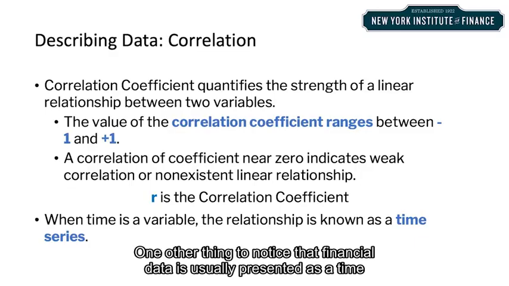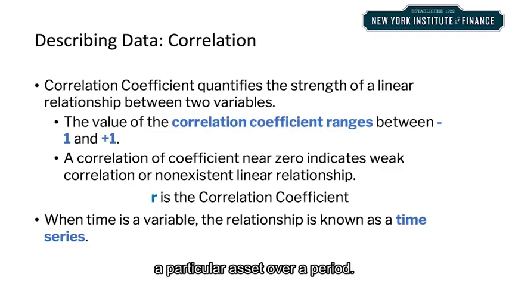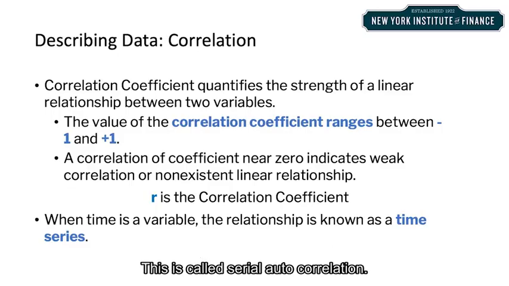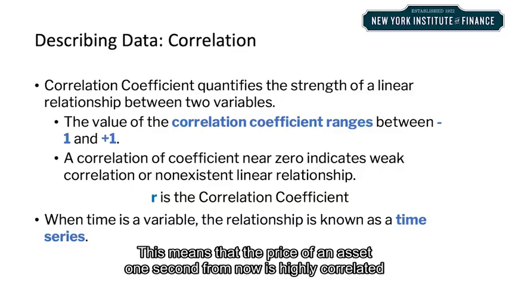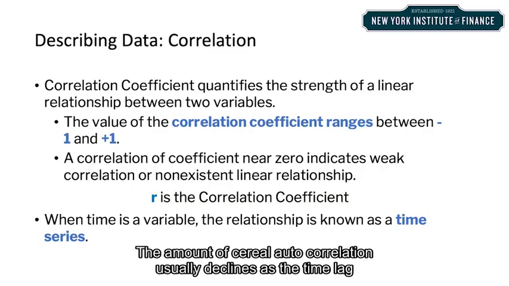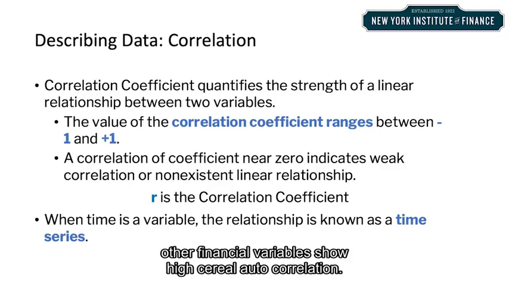One other thing to note is that financial data is usually presented as a time series. So when you have a series of prices or a series of returns for a particular asset over a period, this time series is highly correlated with earlier observations of itself. This is called serial autocorrelation. This means that the price of an asset 1 second from now is highly correlated with the price of the asset now. The amount of serial autocorrelation usually declines as the time lag between asset prices increases. In general, financial assets, prices, and other financial variables show high serial autocorrelation.